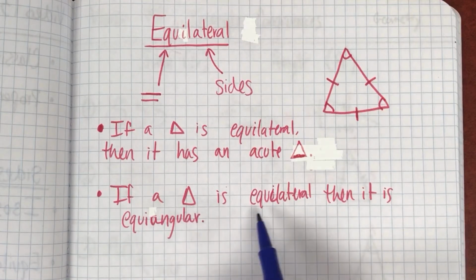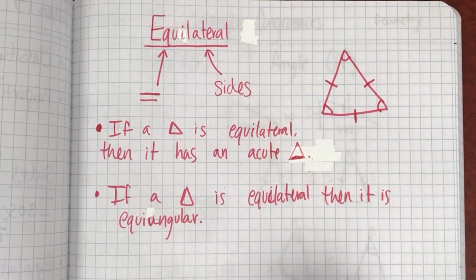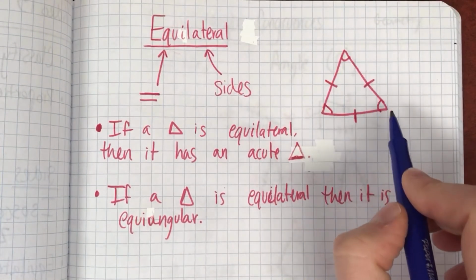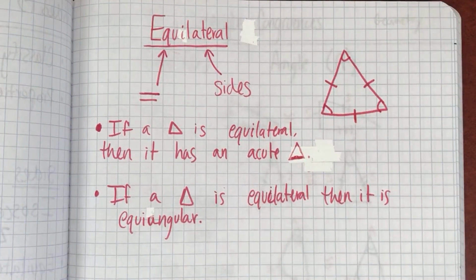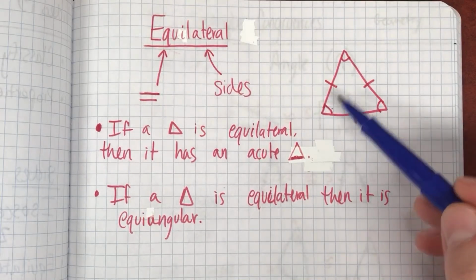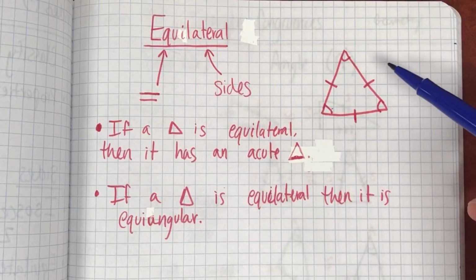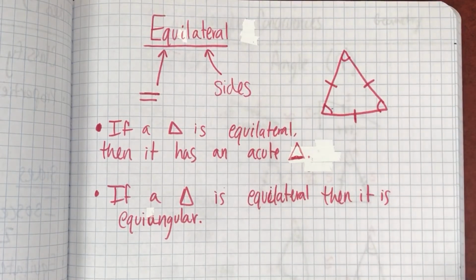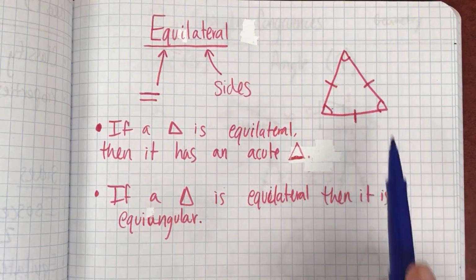And if a triangle is equilateral, then it is equiangular, which means it has the same angles. And we know that triangles add up to 180 degrees, so we would divide that 180 by 3. So equilateral triangles have 60 degrees in each one, because that's the only number I can divide evenly into 180, and all three of these would be the same. So equilateral, all the sides are the same, and all of our angles are the same, and our angles are 60.